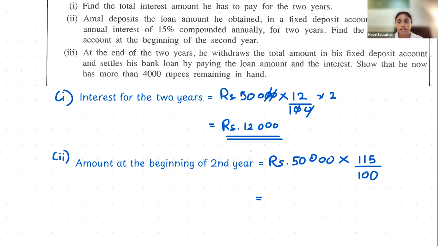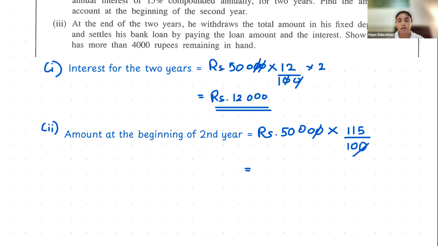So 0, 0 cancel, 0, 0 cancel. 5 times 5 is 25, 2 remaining. 5 times 1 is 5, plus 2, 7. 5 times 1 is 5, and two zeros. So at the end of the first year, I have 57,500 in my account. That means the compound interest for only one year is added to the total, so the total at the end of the first year, or at the beginning of the second year, is 57,500.